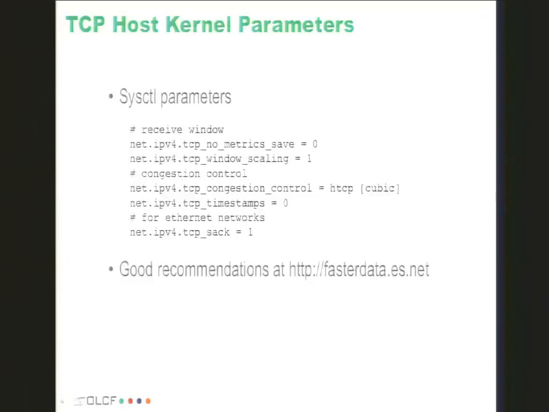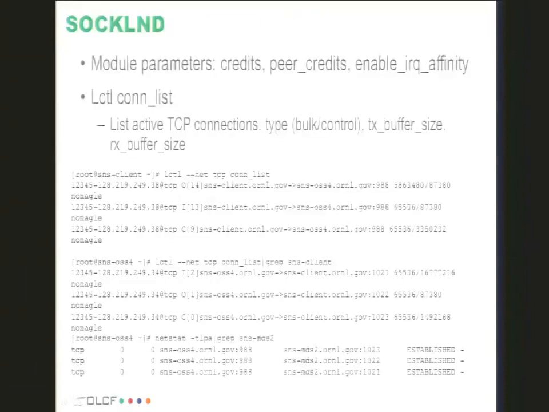Some of the parameters, I won't go into details here, but they're specific to our environment and the kernel we were running. We were using 2.6.18, so there are some potential bugs with using CUBIC or even BIC congestion control. So we decided to go to HTCP. And a lot of these are recommendations that we pulled from the fasterdata.es.net site. So it's another great resource for these parameters.